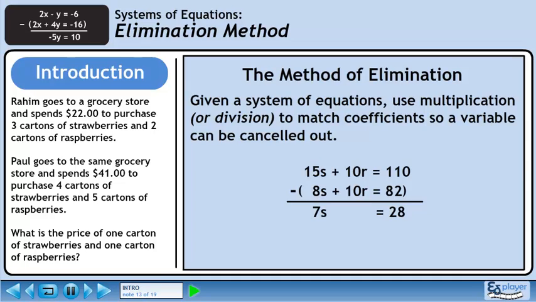15s minus 8s is 7s, 10r minus 10r is 0, and 110 minus 82 is 28. We now have the equation 7s equals 28. Divide both sides by 7 to get s equals 4.